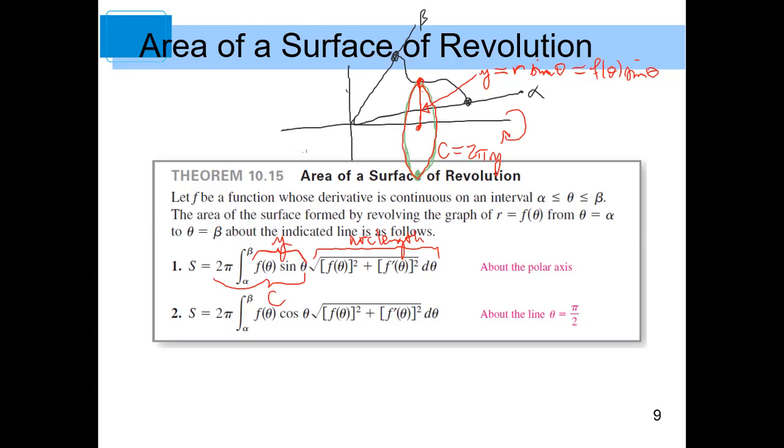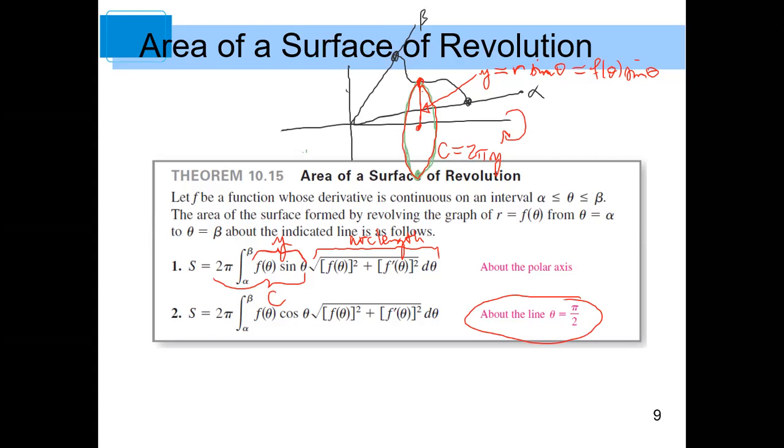We get this formula. Revolving about the line theta equal to pi over 2 means revolving around the y-axis, yes? And in that case, your radius would be the x-coordinate there, not the y-coordinate. Okay, any questions on that? I'm not going to try to invert that curve down there, but you get the idea. If I revolve this thing around, I'm going to get some kind of three-dimensional surface, yes? And what we're trying to do is compute the surface area of that. Any questions on that?